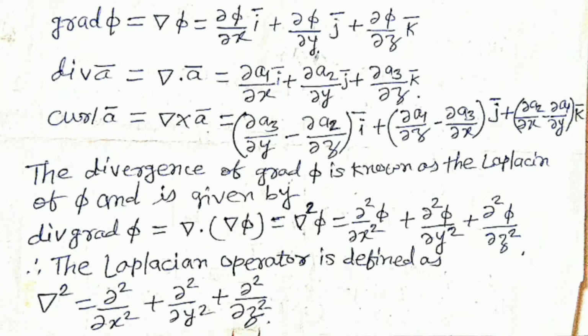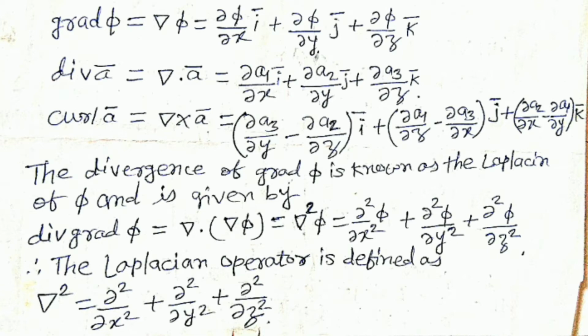And what about the curl of a bar? Curl of a bar is defined as del cross a bar, equal to (∂a3/∂y minus ∂a2/∂z) i bar plus, in bracket, (∂a1/∂z minus ∂a3/∂x) j bar plus (∂a2/∂x minus ∂a1/∂y) k bar.